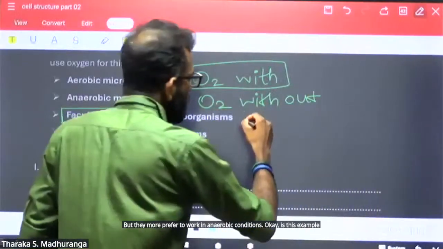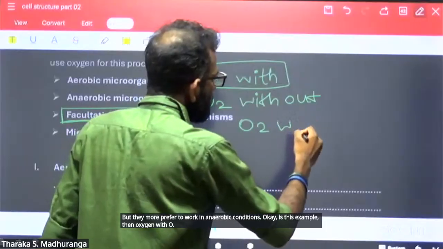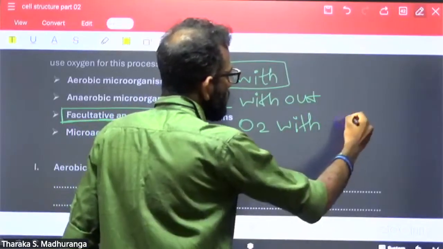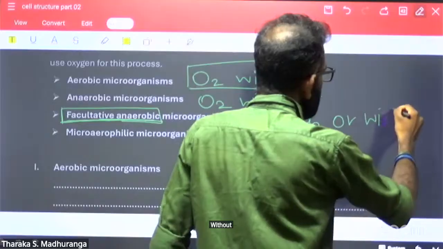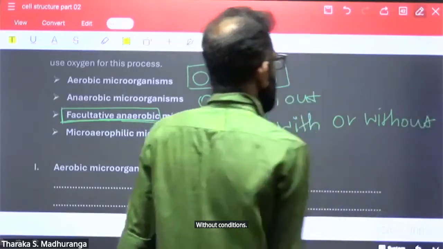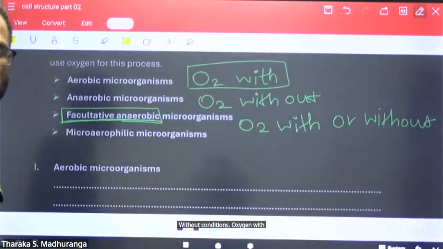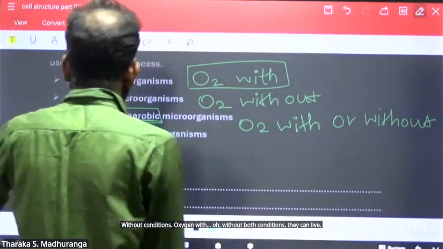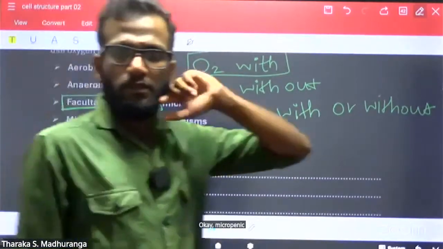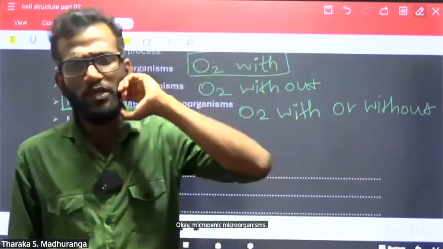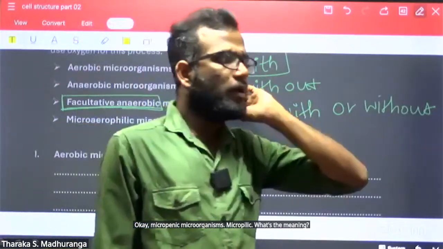They can live in both conditions, with or without oxygen. Okay, microaerophilic microorganisms. Microaerophilic. What's the meaning?